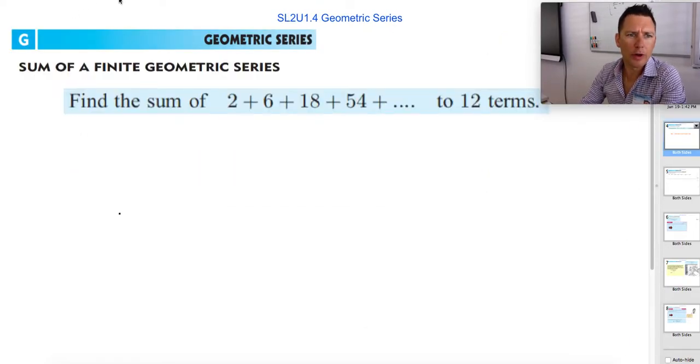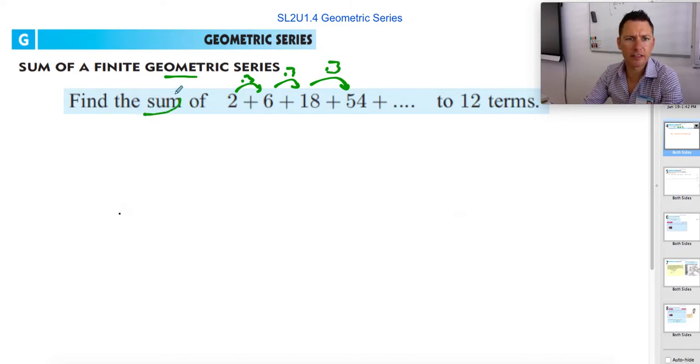One way to do this is just brute force add them up, right? So is this geometric? Yeah, we were multiplying by 3, multiplying by 3, right? Multiplying by 3. And if we want to find the series, which is the sum up to the 12 terms, we can just multiply by 3 and get the next one, multiply by 3 and get the next one, all the way to the 12th term, and then add them up. And man, that's horrendous. There's got to be a better way.